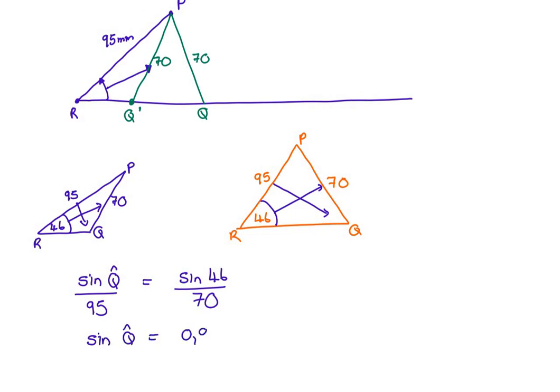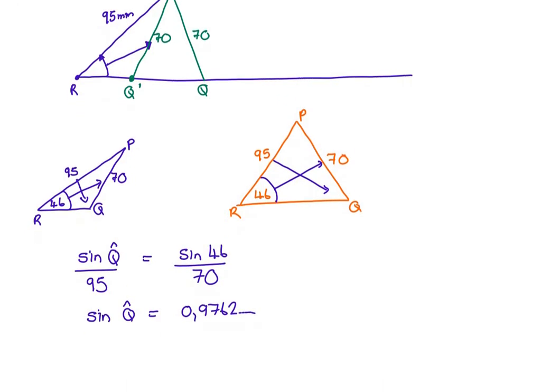So when I multiply by 95 on both sides, regardless of which triangle you were thinking about, you get sine of Q is 0.9762 and so on. Now that's not what I wanted, I want the value of Q. So if I shift sine answer, I get angle Q is equal to 77.48699. So let me just keep it a couple of decimal places. Now that will be the acute angle.